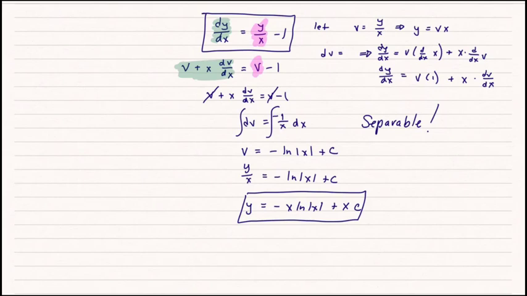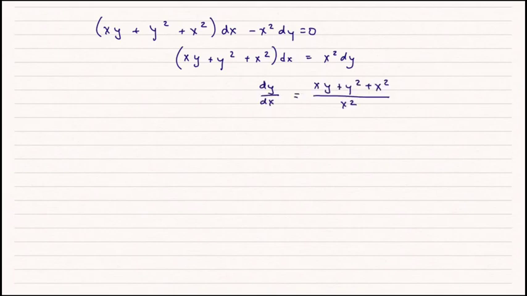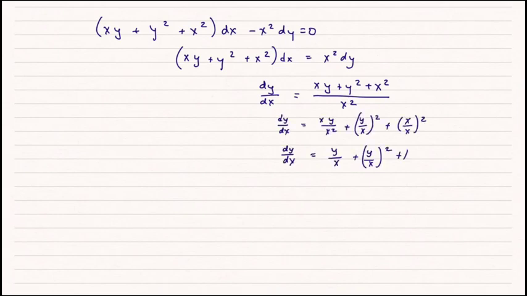Let's do one more problem. So when we get a problem like this, the first thing we do is try to get things in terms of dy/dx equals something. Let's go ahead and do that. There's our first step. Now we'll divide both sides by dx and x squared. And what we do for a lot of these problems is split up our fraction into separate terms. There's my first step, and now everything is in terms of y over x.